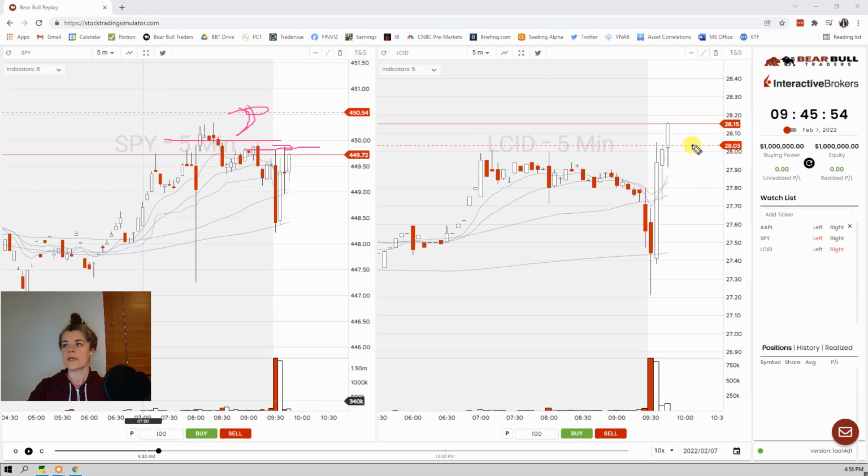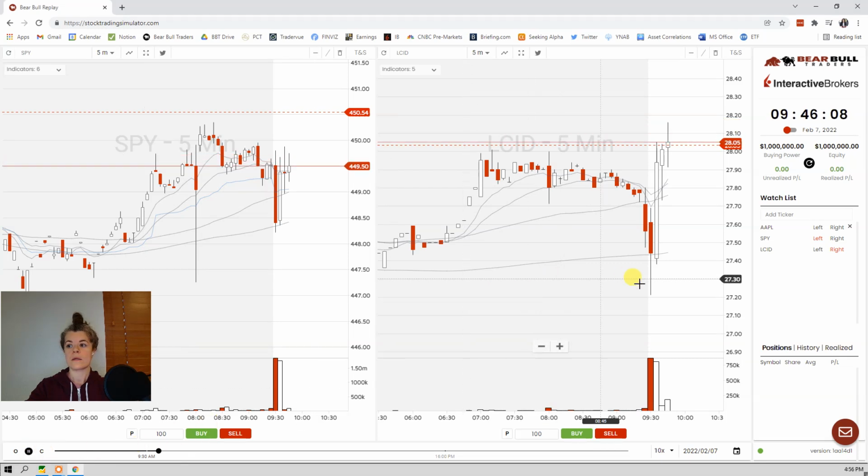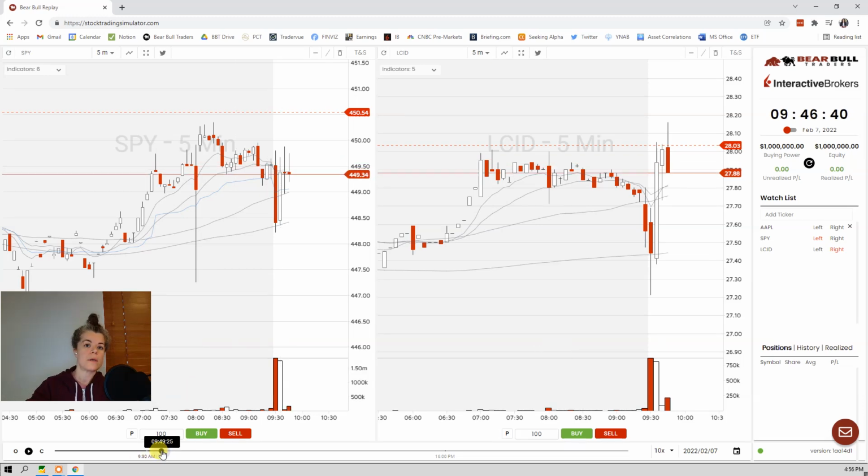And then I want to see what's happening with LSID. Right now, LSID is breaking out above this level that I have, but the SPY is not breaking up. It has not broken out. So even though we're above this level on LSID, I have no intention of taking it long here until the SPY is ready to back me up. So we'll just hit play and speed it up a little bit.